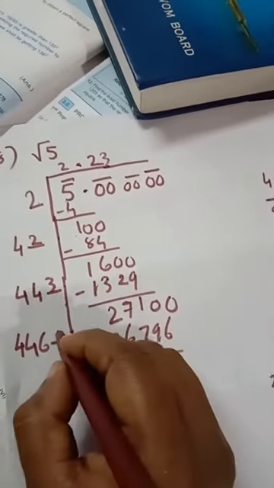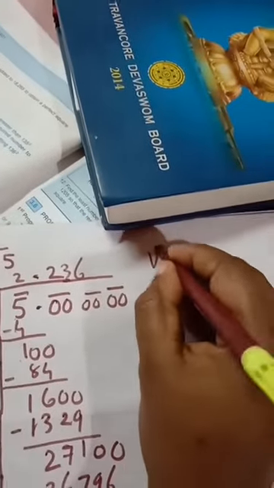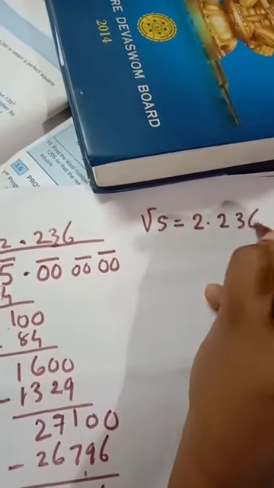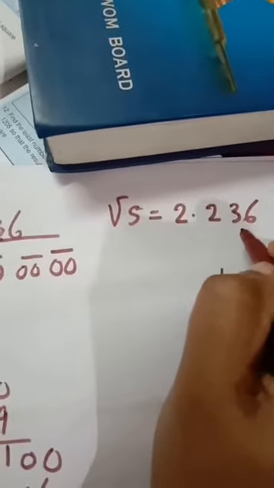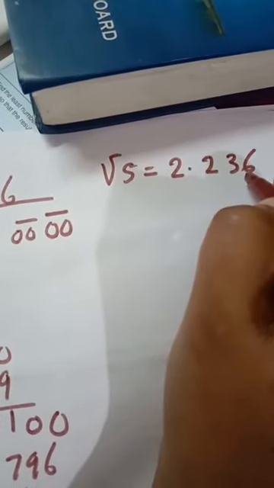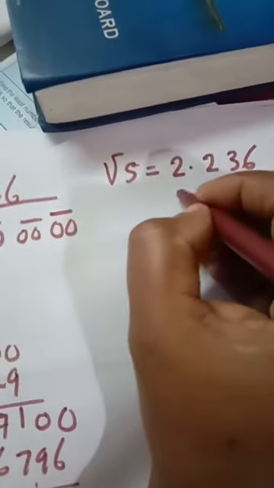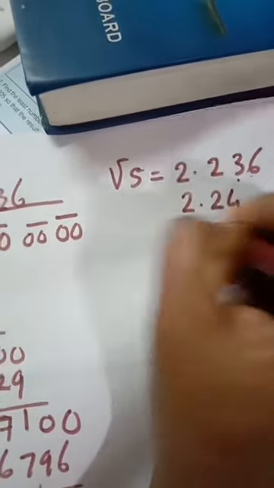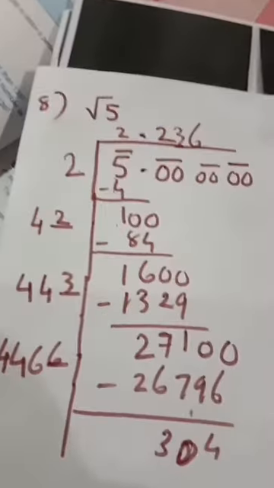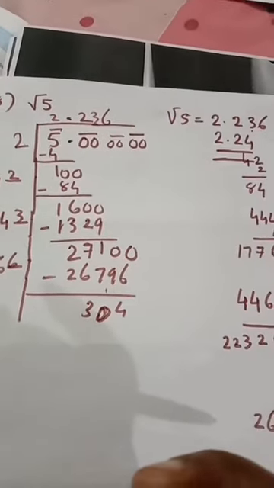Okay, 304 here, 6 here also 6. So root 5 is equal to 2.236. We only need 2 decimal places, but you check the third place. If the third place is 5 or more than 5, we need to add 1 to the previous place. So it is 2.24. Root 5 is equal to 2.24.